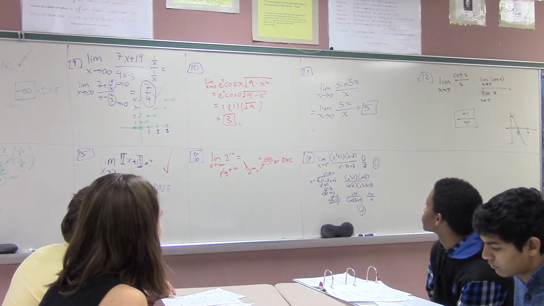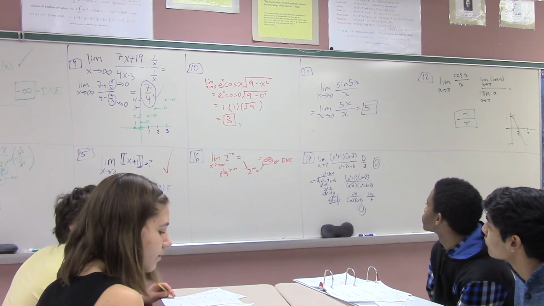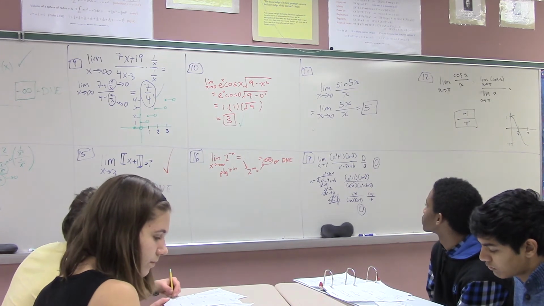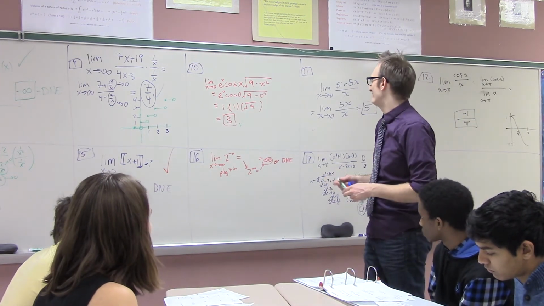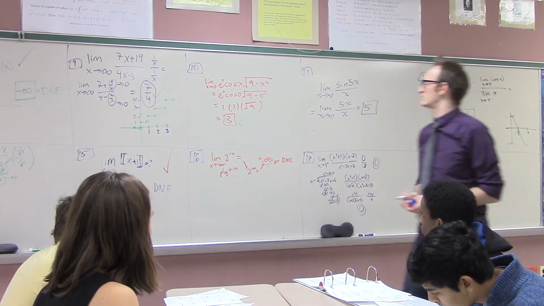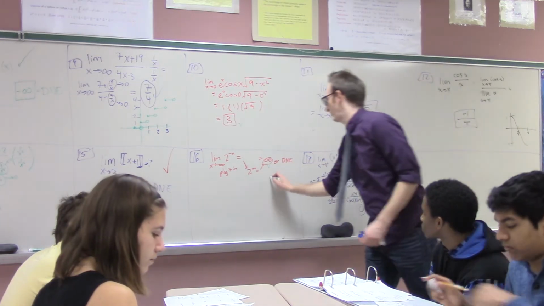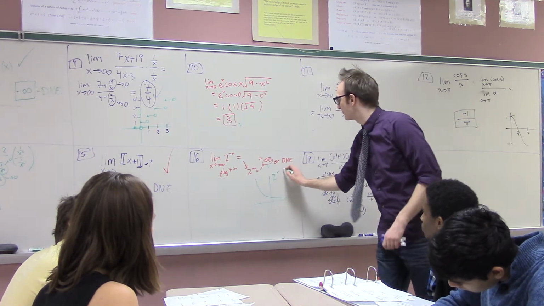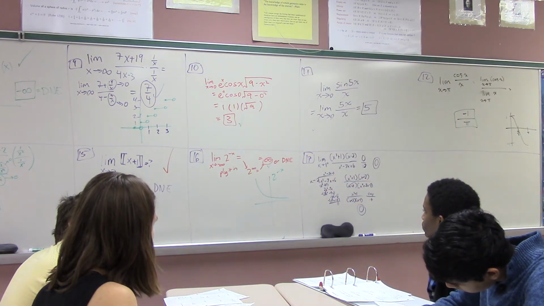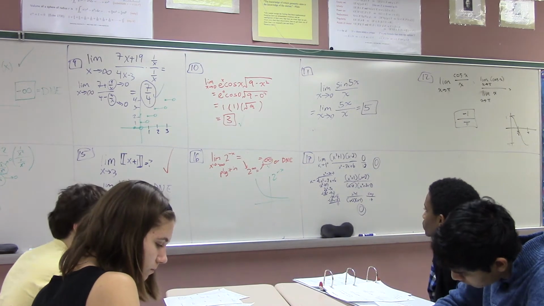All right, 16, the limit as x approaches negative infinity of 2 to the negative x. Basically I agree with this. The answer is just infinity. You could provide a graph, maybe. I guess it's not totally necessary, but that's a graph of what 2 to the x looks like, so I think we're good. Questions? All right, cool.